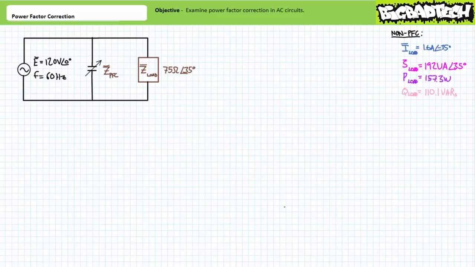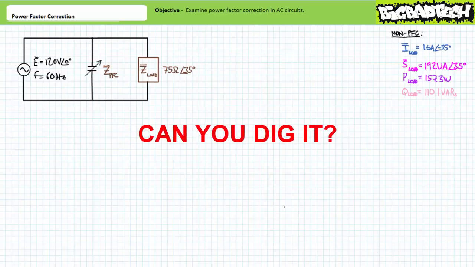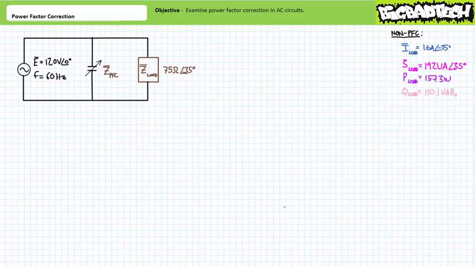Don't make power factor correction hard. Capacitors and inductors are essentially mirror images of one another. Given we previously demonstrated that the load is consuming positive 110.1 vars of reactive power, the power factor correcting capacitor needs to be adjusted such that it will supply negative 110.1 vars of reactive power. Can you dig it? Capacitors and inductors have equal and opposite natures.